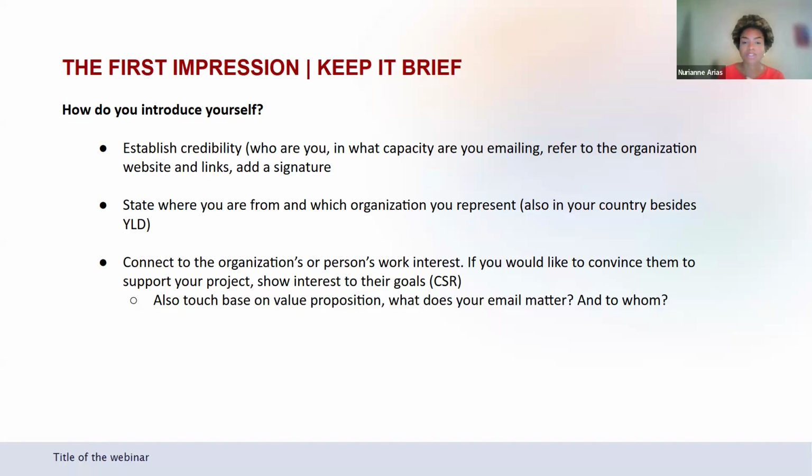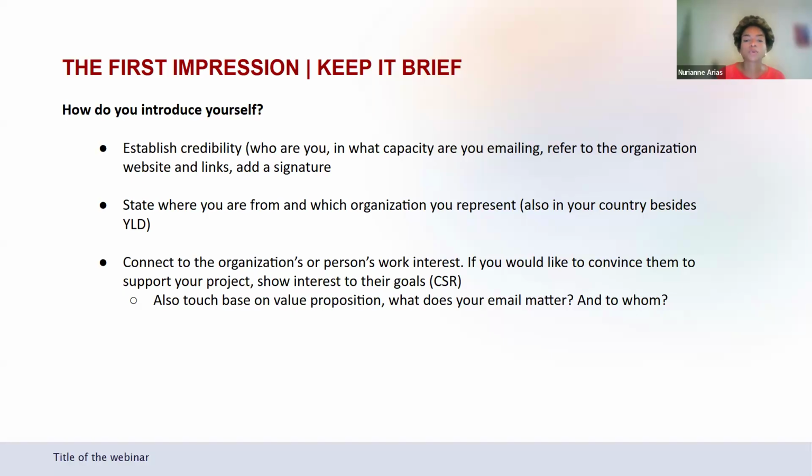Add website links. You have a profile on the Young Leader in Diabetes website. Add that link so they can identify you on the official website of the organization. Add your signature, but also refer to your organization. Or sometimes, as a reference, you can add the social media content of your organization or the account name or handle of the social media of your organization. So they could see, okay, this is real, this person exists, and I know that you have been working within the organization. State where you're from and which organization you represent, of course.